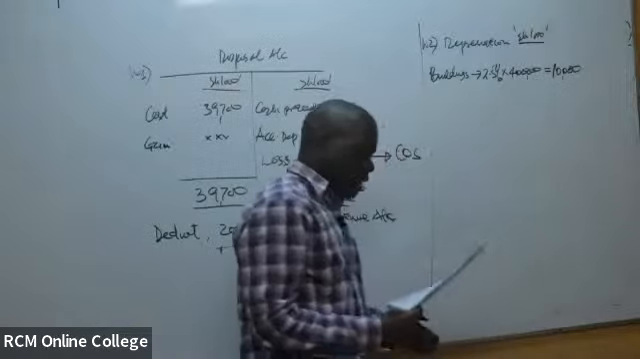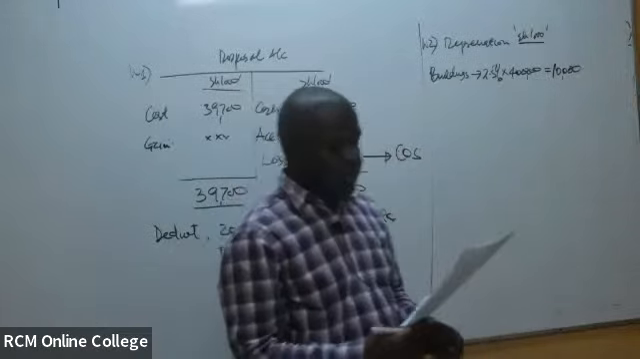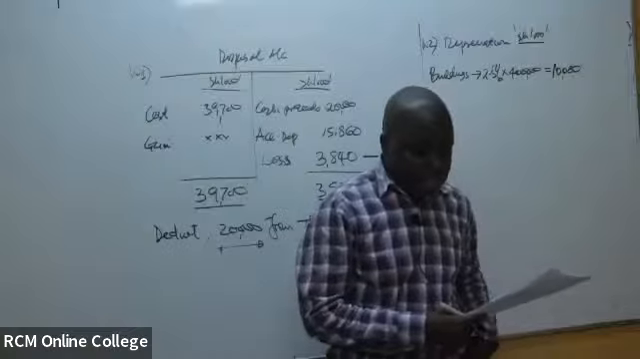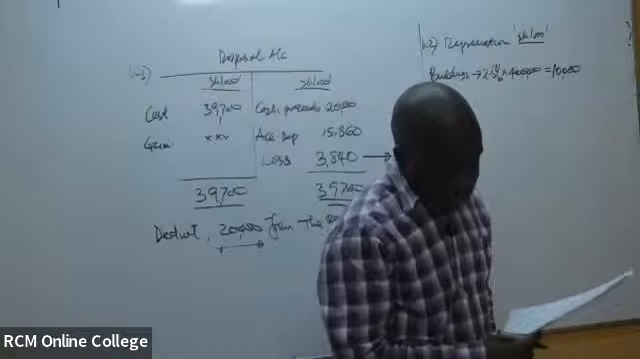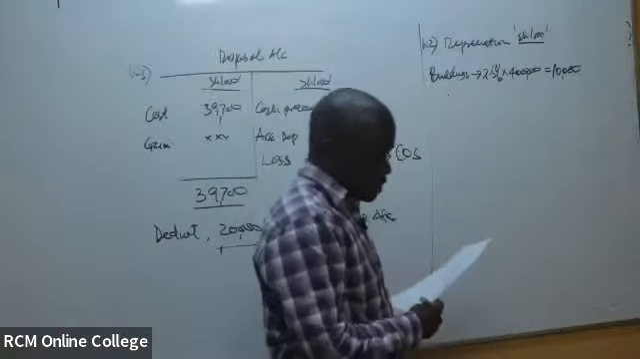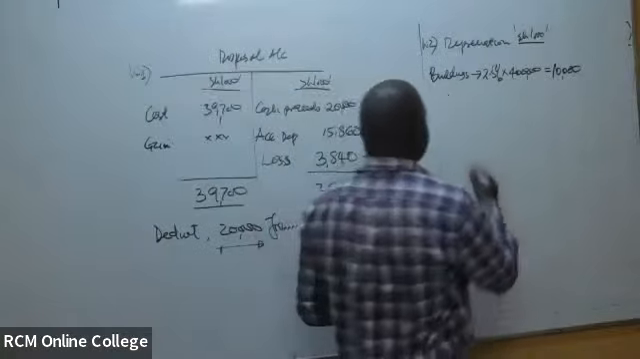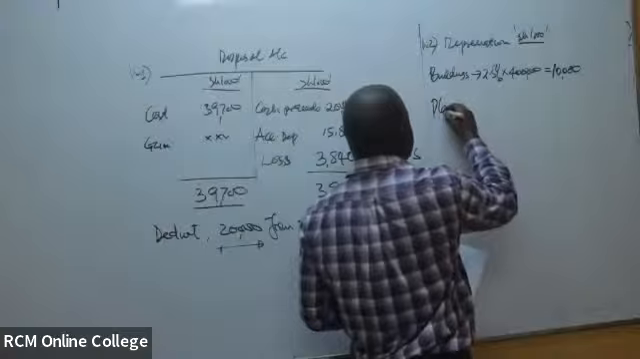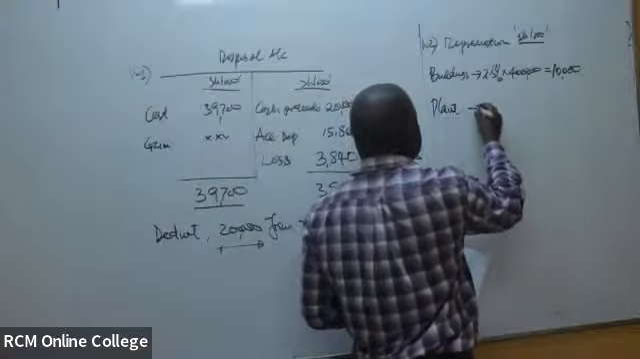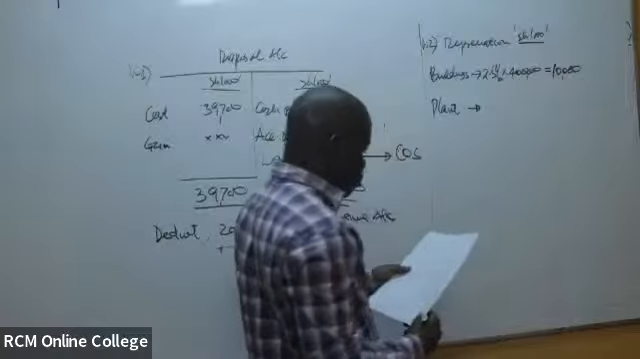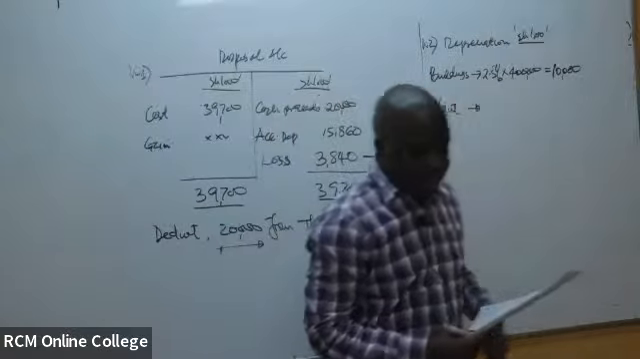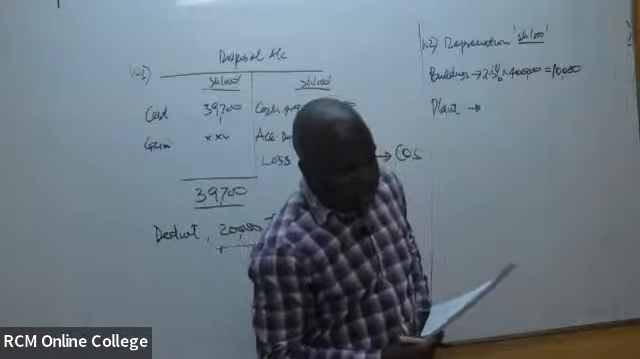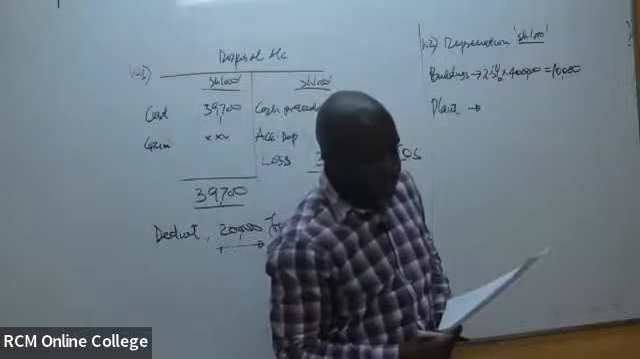Then we have plant. In this case, you are told 10% on a reducing balance. So we can be able to compute for plant. Remember, plant, part of these items ended up having to be disposed during the year.